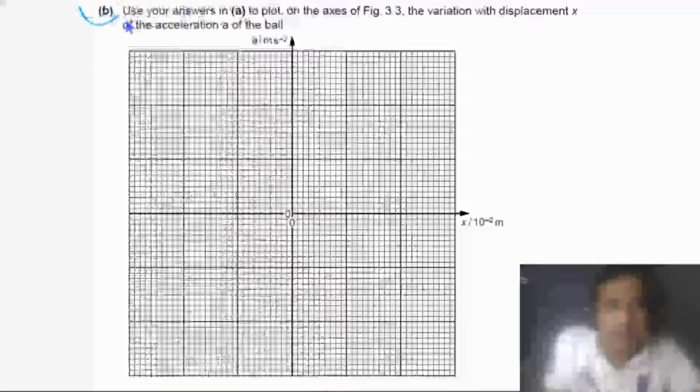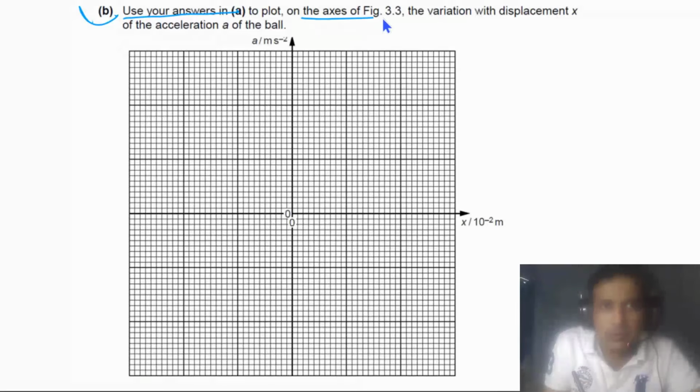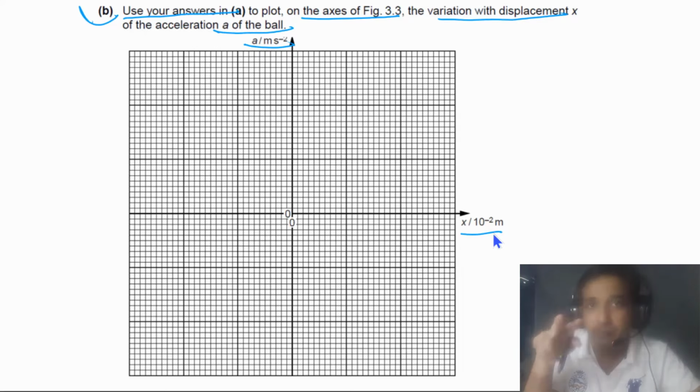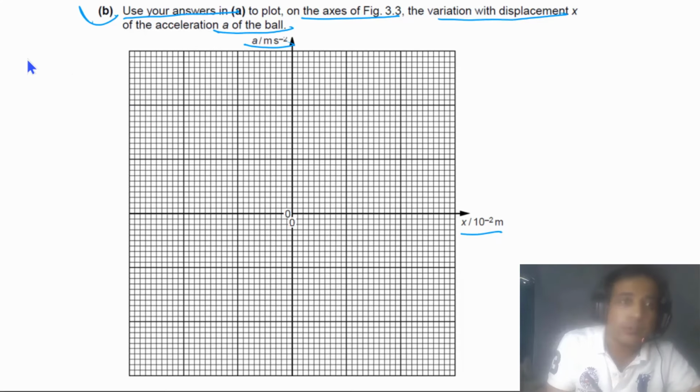Part B says, use your answers in A to plot on the axis of figure 3.3 the variation with displacement x of the acceleration a of the ball. So simply we have to sketch the graph between a and x. We need to figure out what the relationship is between these two quantities. a is equal to minus omega squared x.